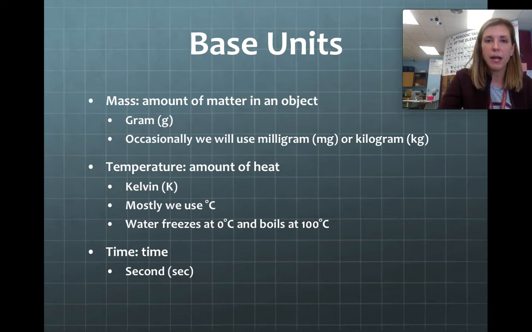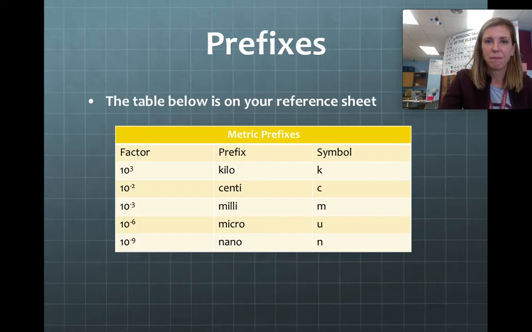Our last unit that we occasionally will use is time, which, as you can see, I had a hard time defining, so I wrote it as time. And our base unit for time is seconds. Our metric system is based off prefixes and these base 10 units. So the table below is on your reference sheet. You'll see that you have the prefix, its symbol, and in the first column you have the factor. The factor refers to how many base units are in that prefixed unit. So for example, in 1 kilometer, there is 10 to the third, or 1,000 meters.